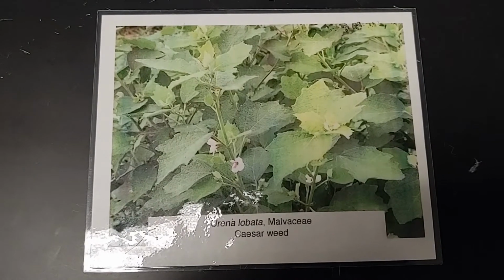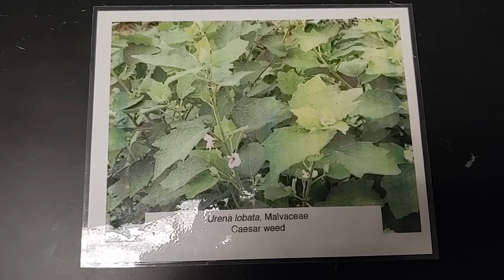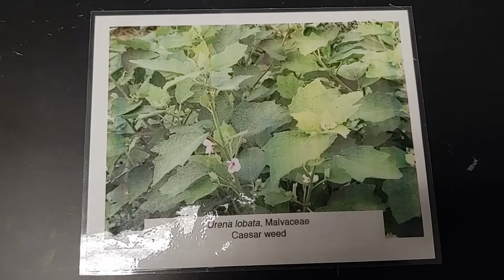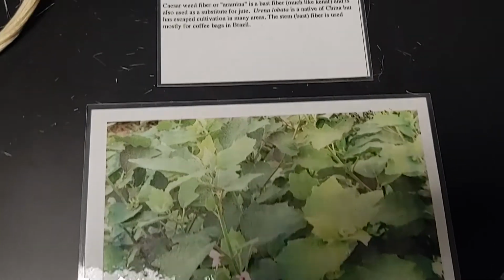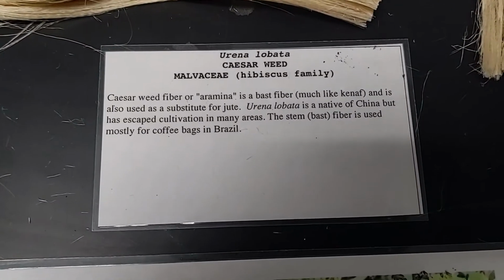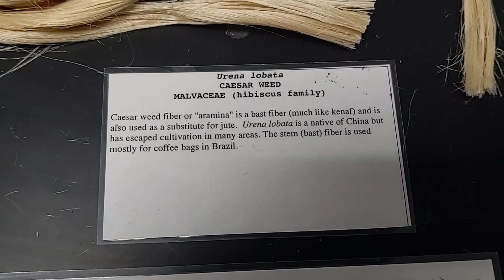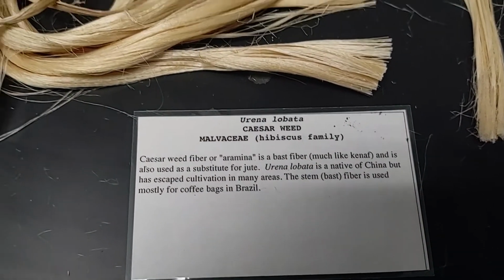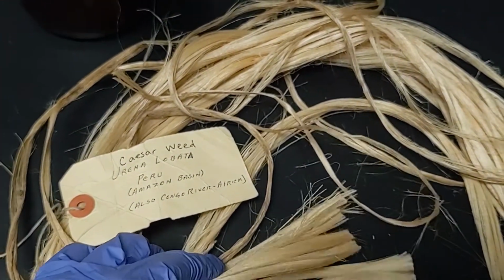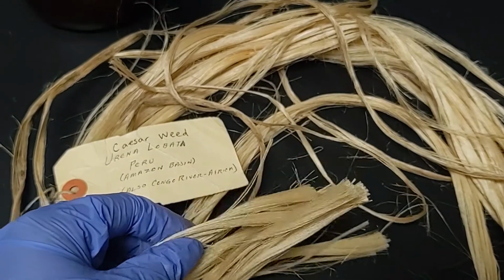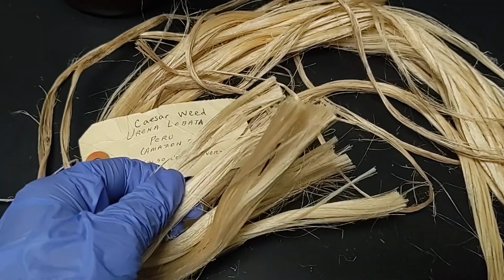Yet another example of soft or bast fibers from the Malvaceae family is Urena lobata. This is an invasive species here in Florida, and it spreads very quickly. Here is some fibers that have been extracted from it. Actually makes quite beautiful fiber.